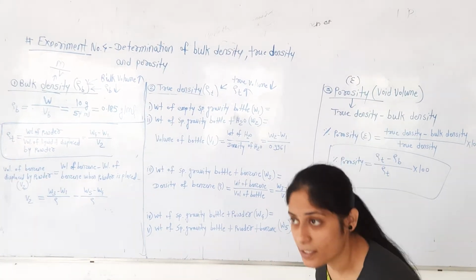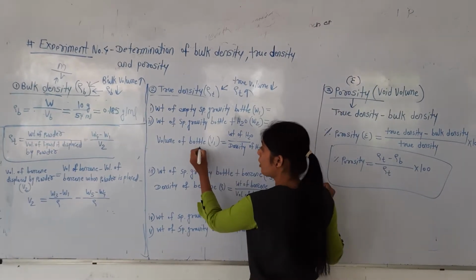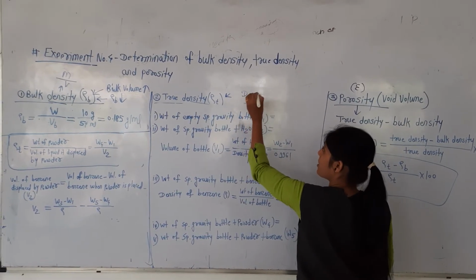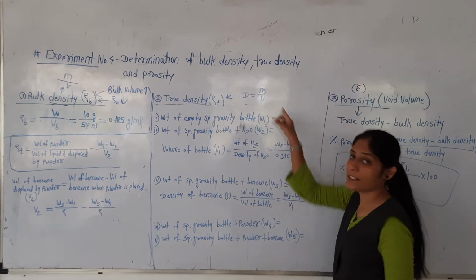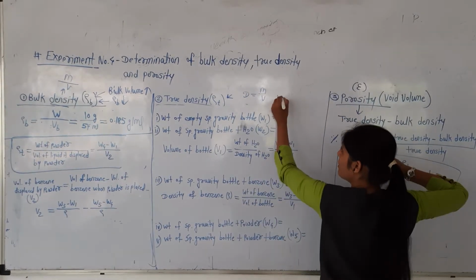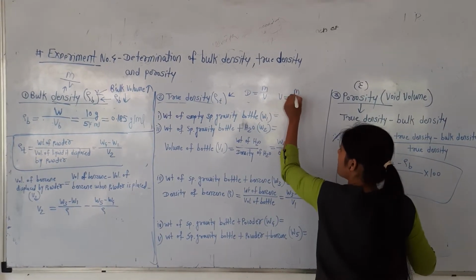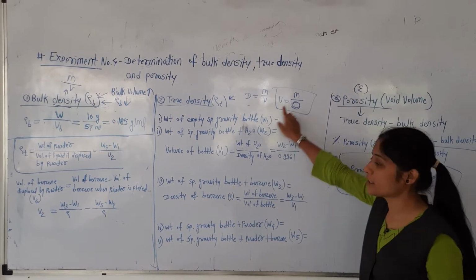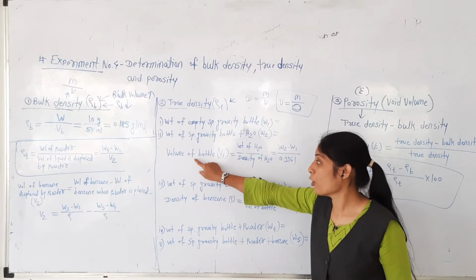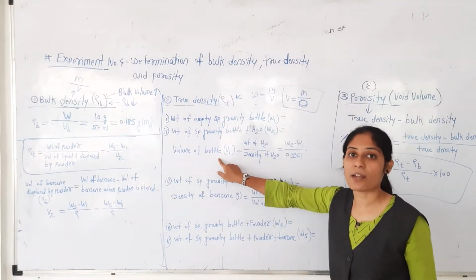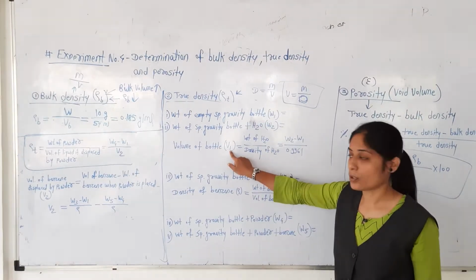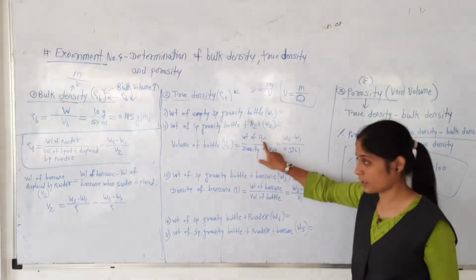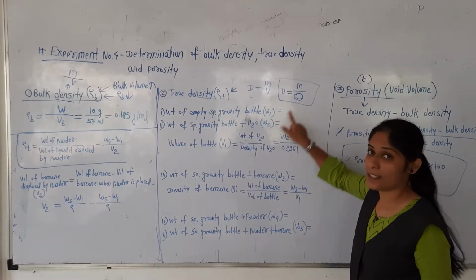See here, to determine the volume of water, the formula is density equals mass upon volume. When we solve for the volume term, volume equals mass upon density. So we use this formula for determination of the volume of the bottle. Which bottle? That is the specific gravity bottle, called V1. So volume of bottle equals mass, that is the weight of water, divided by density of that water.